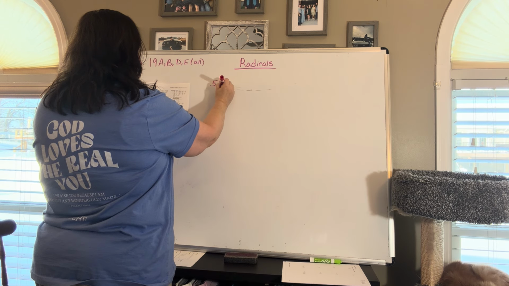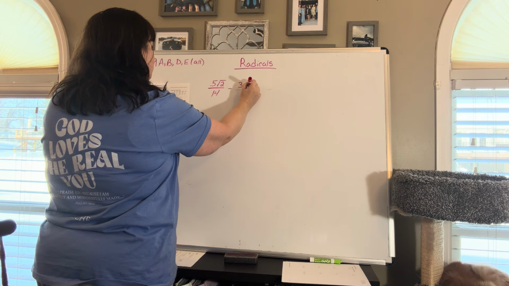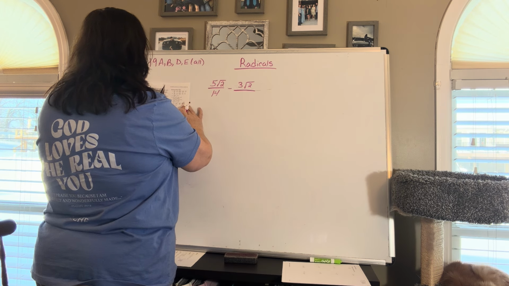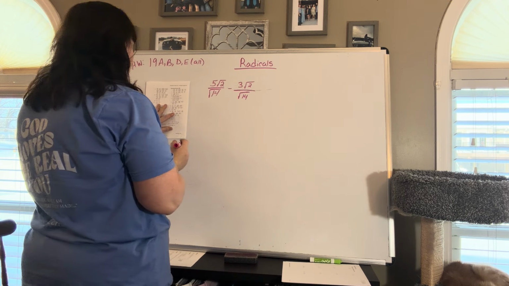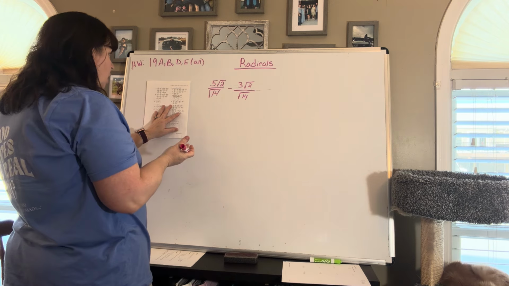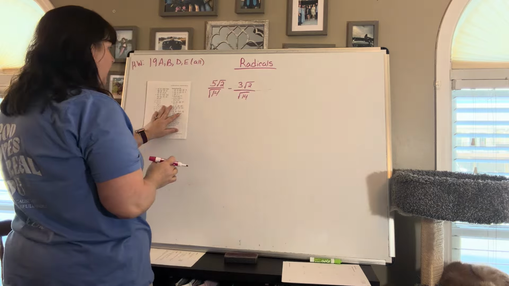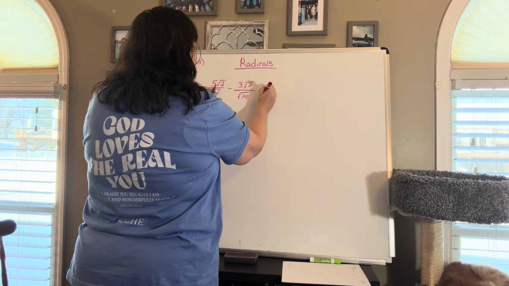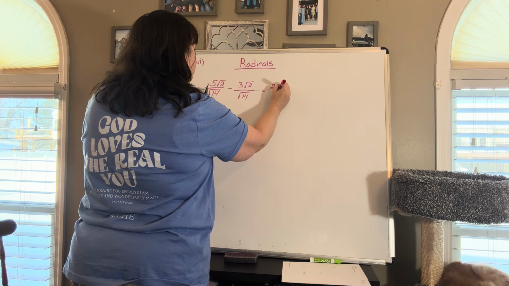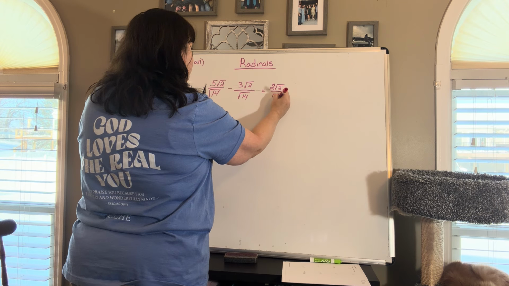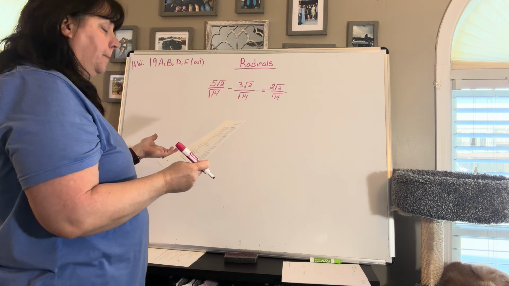5 radical 2 over radical 14 minus 3 radical 2 over radical 14. Okay, well, we have common radicals here and common radicals here, right? So that's pretty easy because I can do 5 radical 2 minus 3 radical 2. 5 minus 3 is 2 radical 2, and over radical 14, right? Because this is radical 14 and this is radical 14.